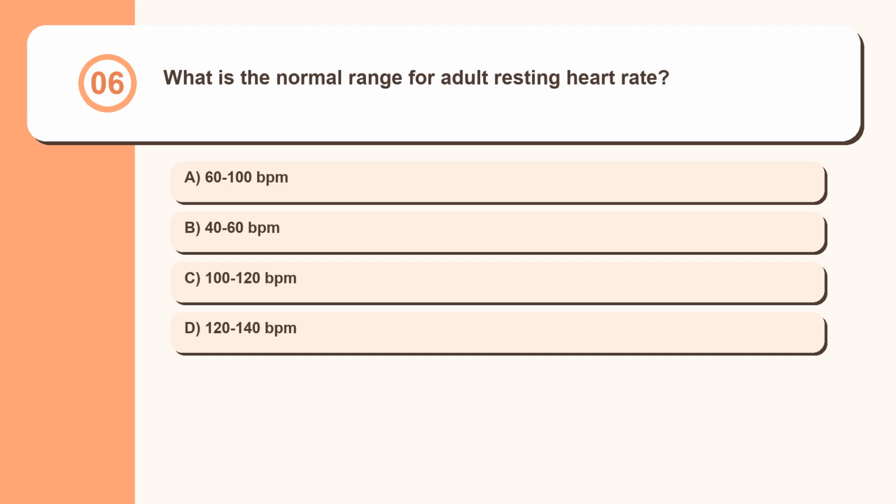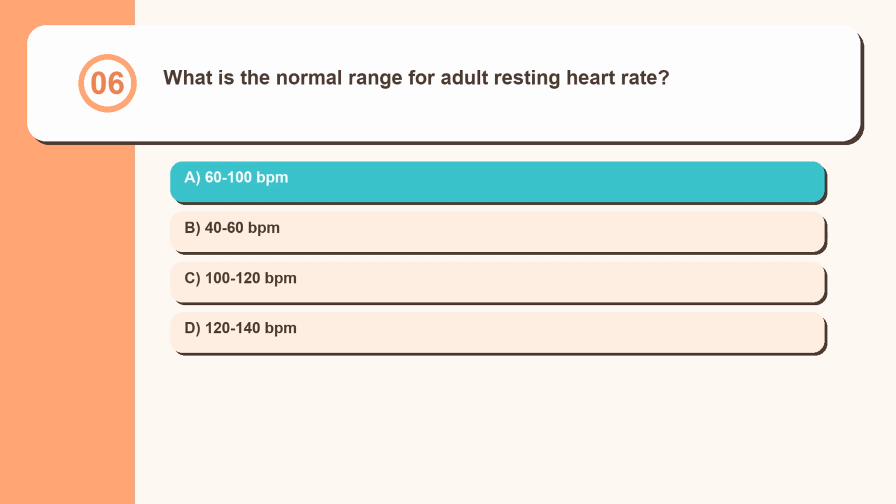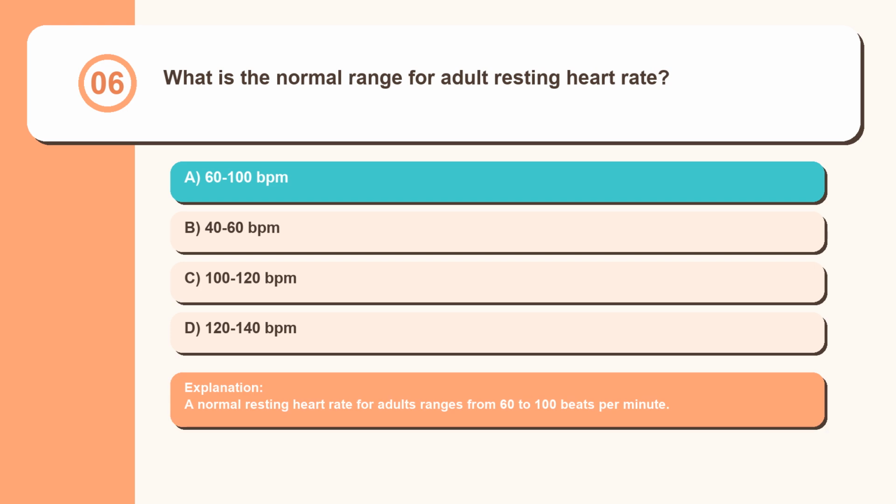Question 6. What is the normal range for adult resting heart rate? 60 to 100 bpm, 40 to 60 bpm, 100 to 120 bpm, 120 to 140 bpm. A normal resting heart rate for adults ranges from 60 to 100 beats per minute.